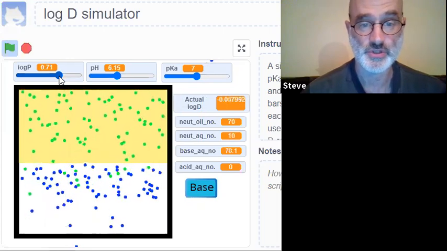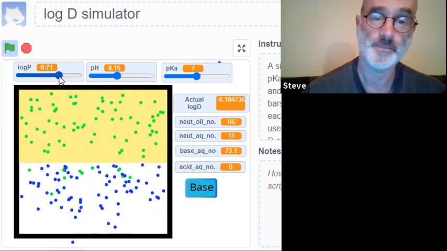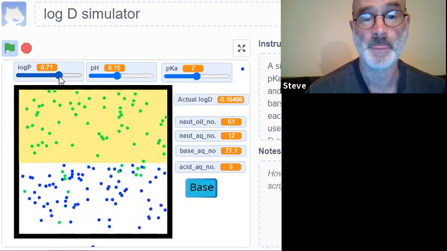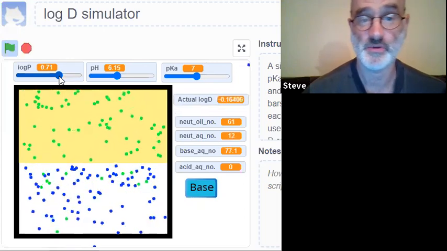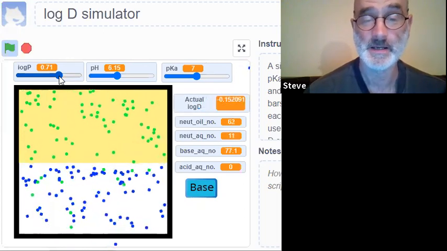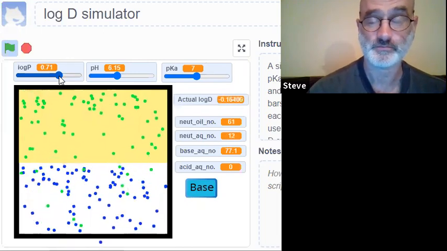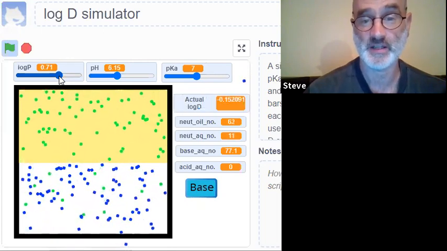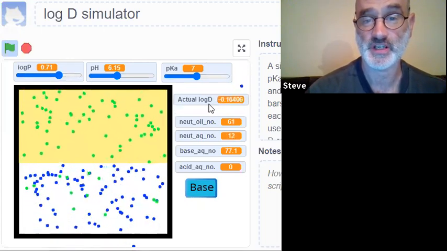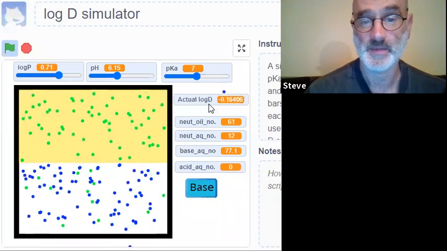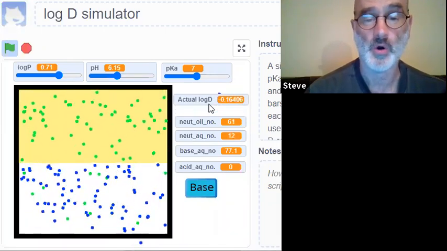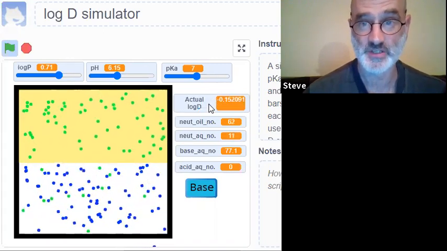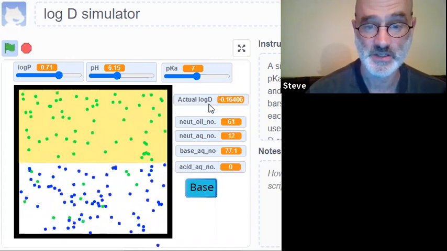So one of the things that students can do with this is they can use their mathematical equations for log D to work out, for a particular log P value and for a particular pH and for a particular pKa, what they would work out the log D value to be. Then they can use this function here, which is the actual log D value, and do their experiment online here and see whether the value that they get from this simulation actually matches their mathematics.